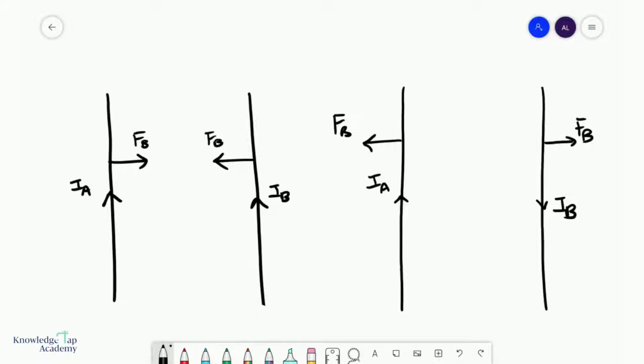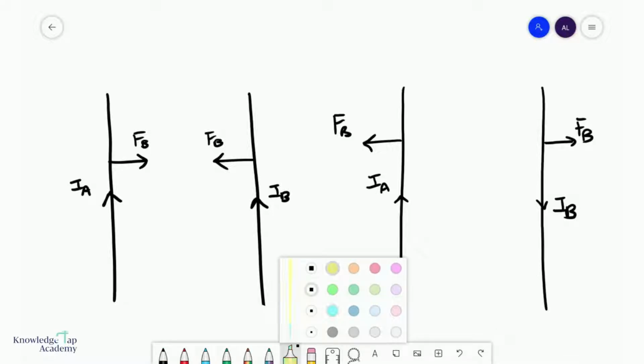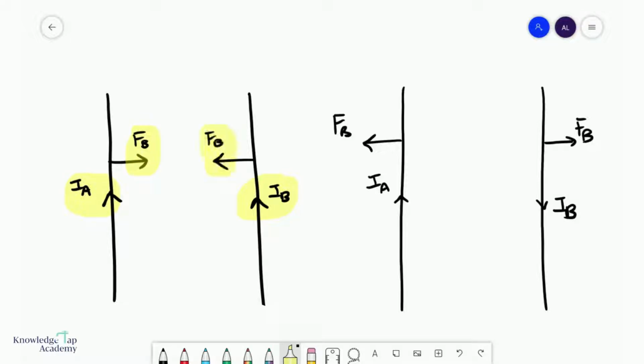In this video, we're going to talk about two parallel wires, each carrying different currents, or they could be the same, it doesn't matter. And we'll talk about how they affect each other. Now, in very simple terms, if the currents are in the same direction as shown, then the force that the wires exert on each other will be attractive in nature.